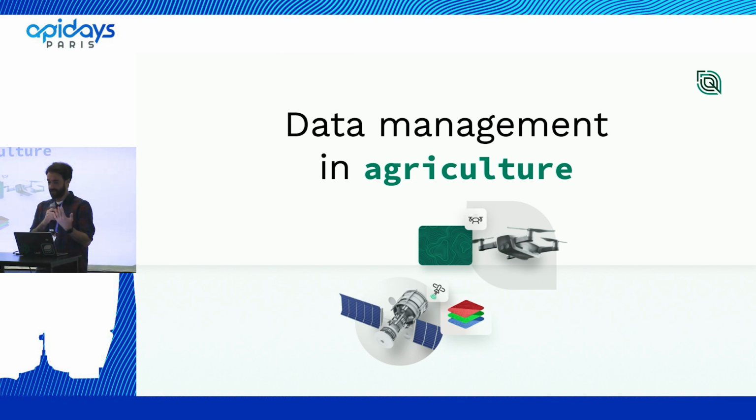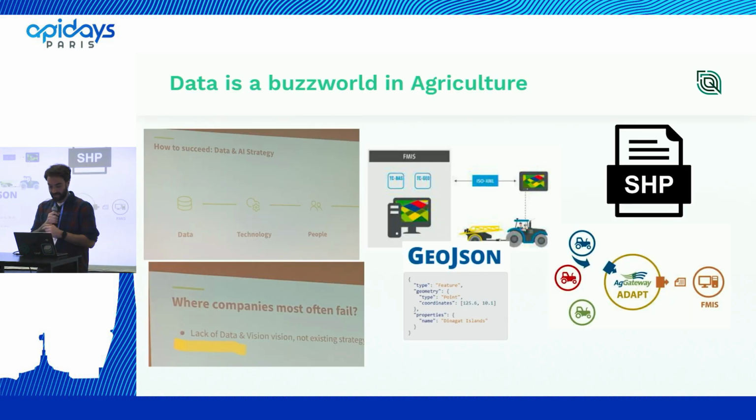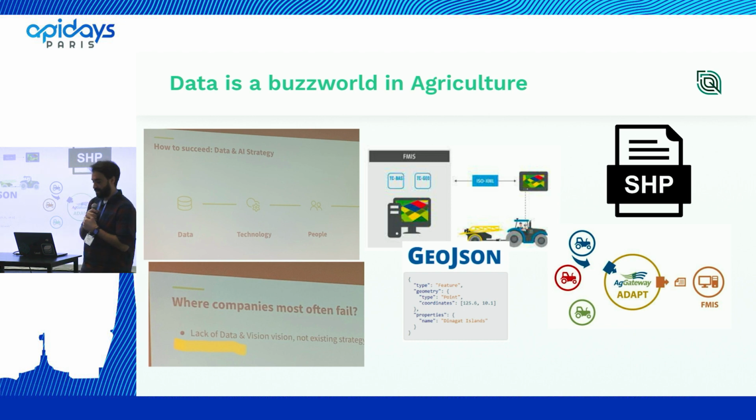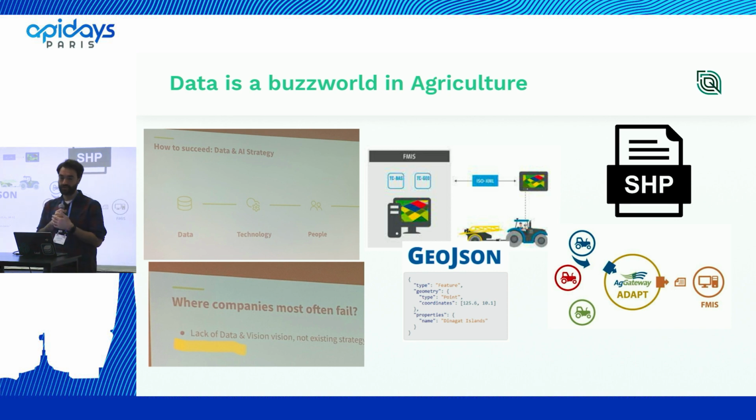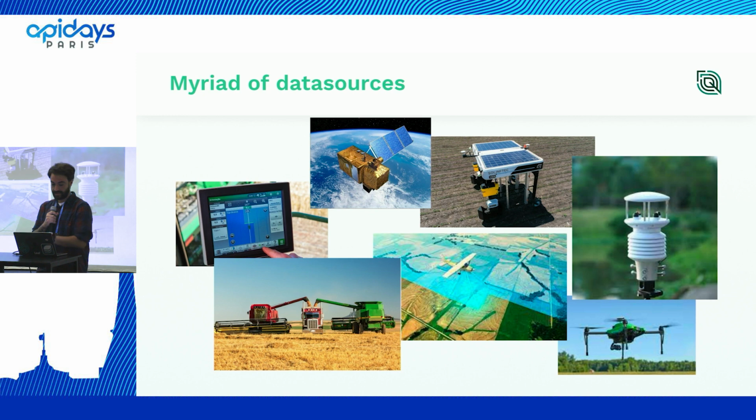I don't know if anybody works with that, but it is evolving, though nowadays it is just a buzzword. Many of the conferences in agriculture talk about how to succeed or how to use data, but actually it's really difficult to work with agriculture data. We have many formats, we have many sources, and I will talk a little bit more about that.